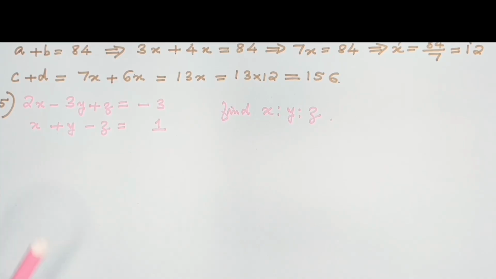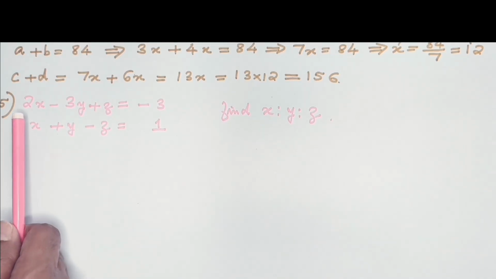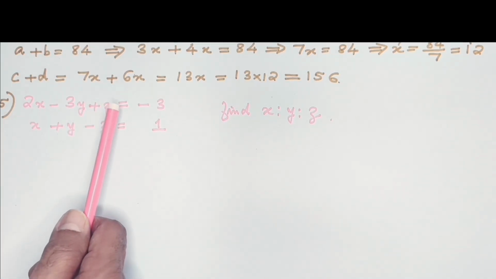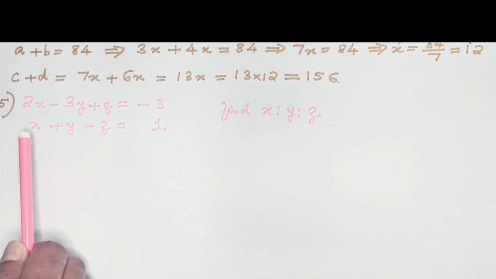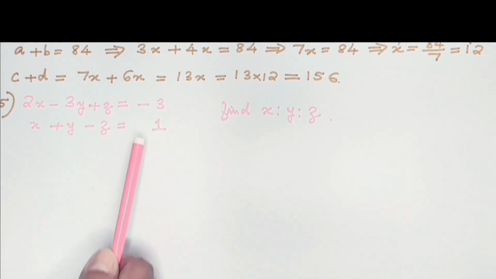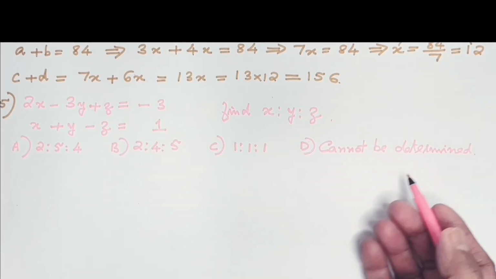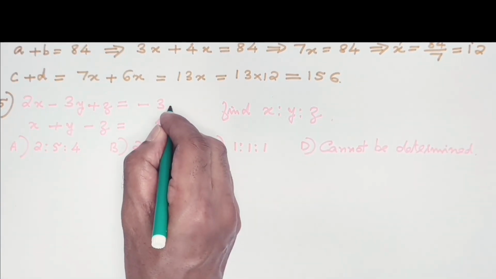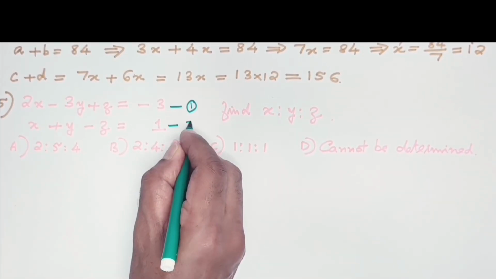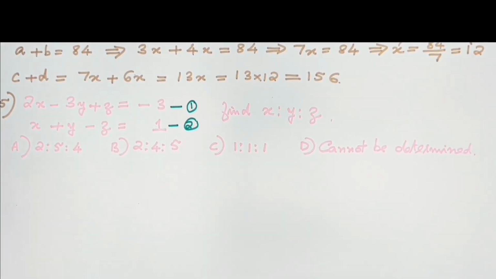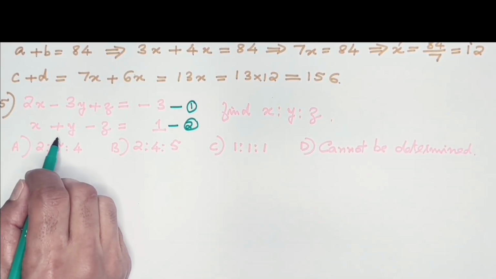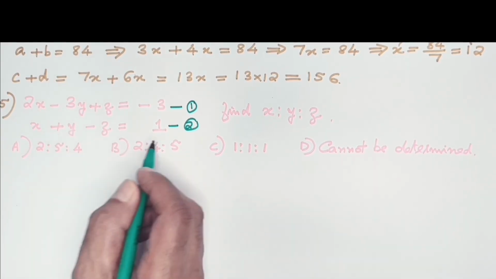Here you are given two simple equations. 2x minus 3y plus z equals minus 3. x plus y minus z equals 1. Using these two, we are finding the ratio of x, y, z. These are the four options given to you. Let me call the given equation 1 and the second one 2. What I'm going to do is eliminate one of the variables. I'll be eliminating the variable y as follows.